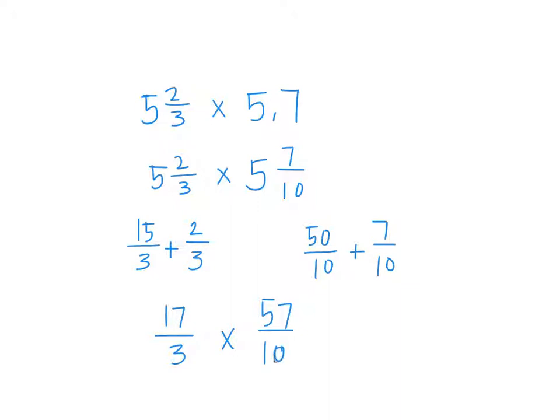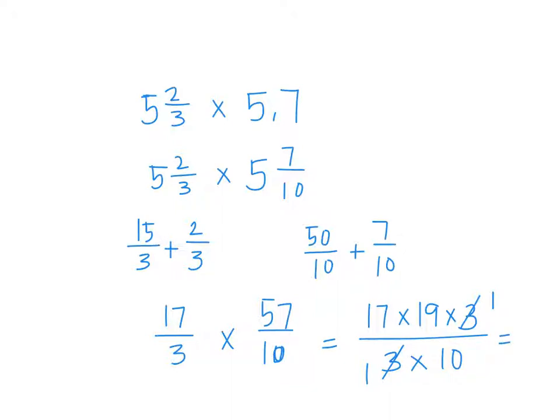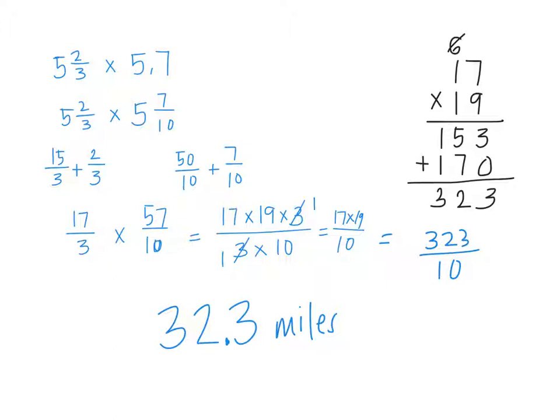Okay. Are there any common factors that I can use to simplify first? Well, I know that 57 is divisible by 3. 57 is the same as 3 times what? 19. 3 times 19. So I have 17 times 19 times 3 all over 3 times 10. Then I can see that my 3's are common factors. So in the top, I have 17 times 19 over 10. When I finish this, I get 32.3 miles.